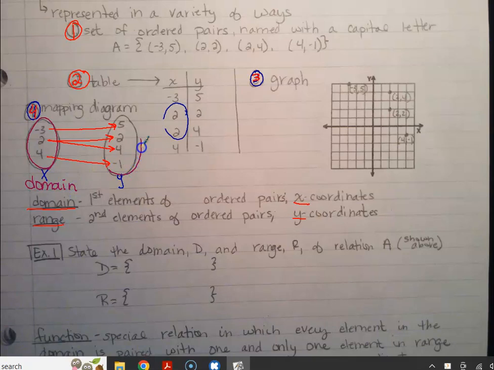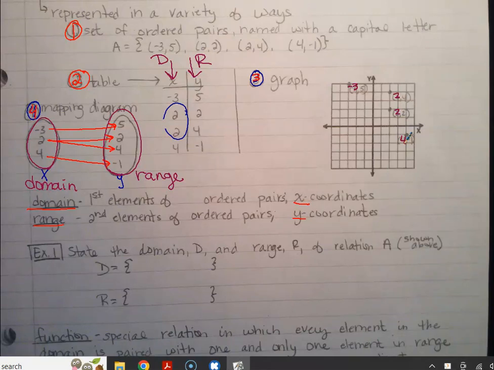So what would all these values over here be? The range. You got it. Okay, so if I was looking at the table, what is this column? Domain. What is this column? Range. Okay, it's a little harder to see in the graph, but it's always the first number. Your domain is that -3, the 2, the 2, and the 4. Okay, it's always the first number. Range is your second. But it's really easy to see in the table and the mapping diagram.